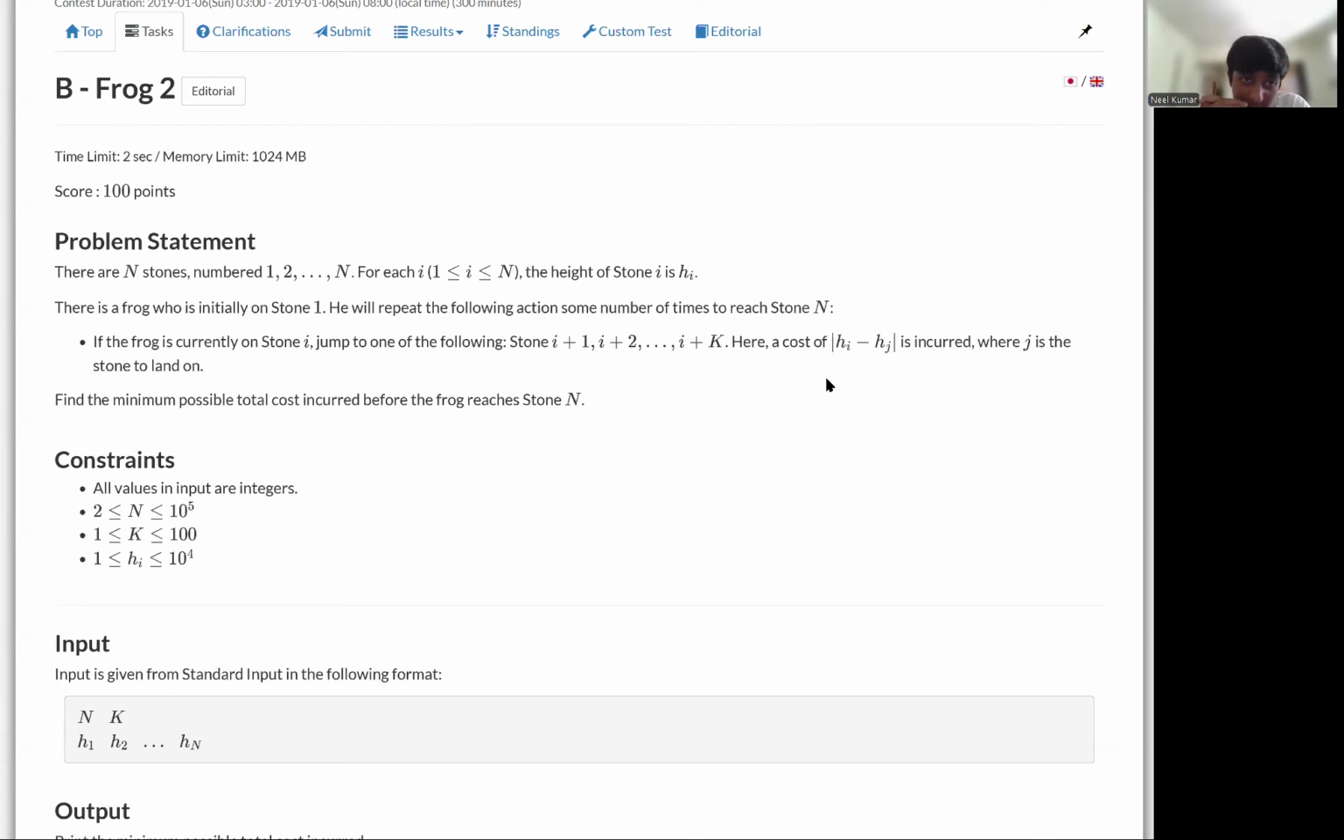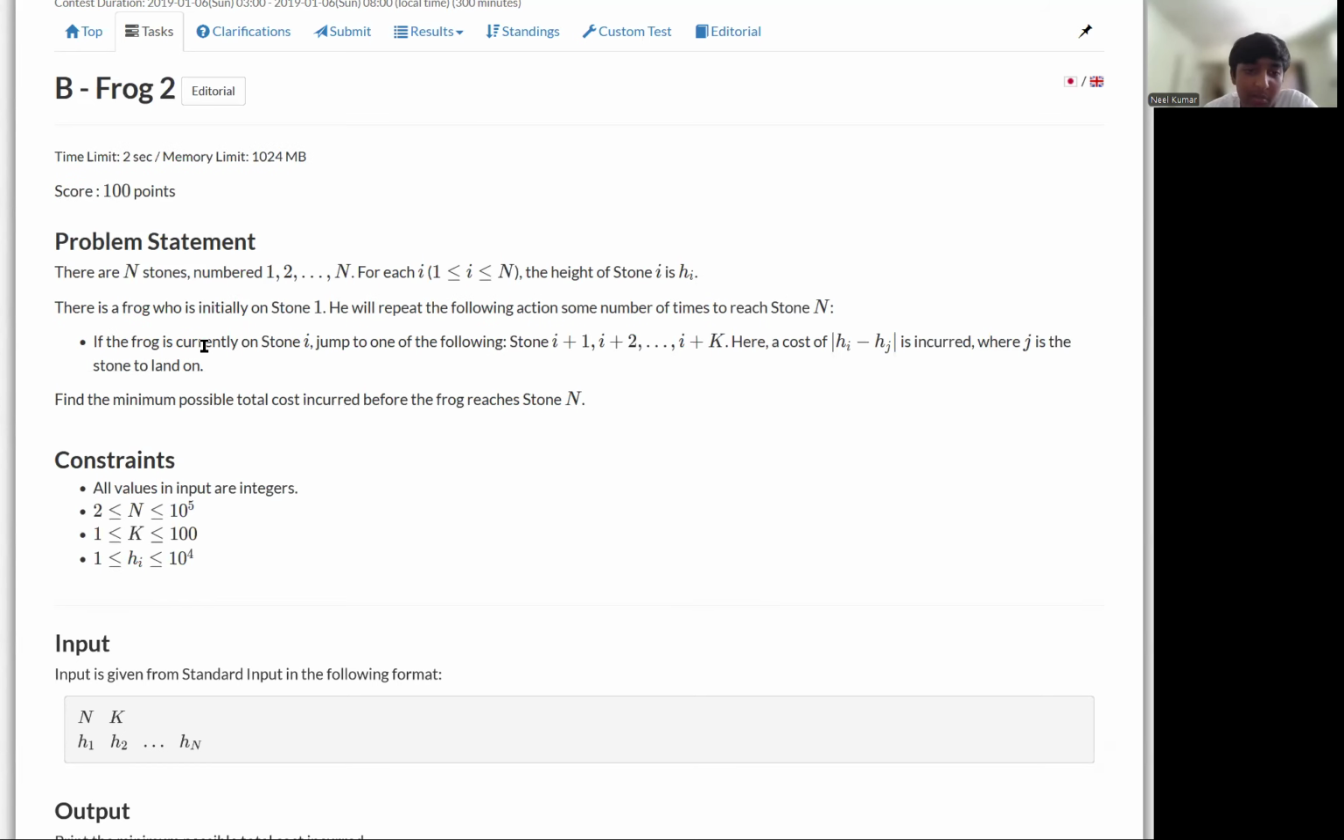This problem is very similar to the first problem in the problem set, so I would suggest that you first solve problem A and then really try to figure out how to do B. It should be relatively simple to do B once you figure out A, but here's the editorial anyway.